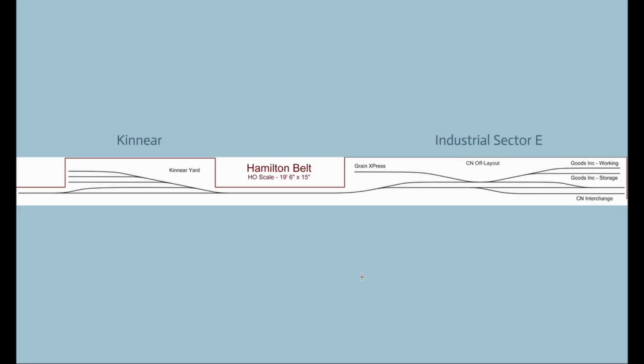Before we get into this, let's just get familiar with the layout. On the west end over here, we see we have Kinnear Yard. And on the east end, we have this Industrial Sector E, which is all the rest of the industries that get switched out on the layout. There's also an interchange track down here. And there's also this spot over here called CN off layout. Cars will go on and off the layout through the interchange, get placed over here, and then come back and work their way through the layout again.